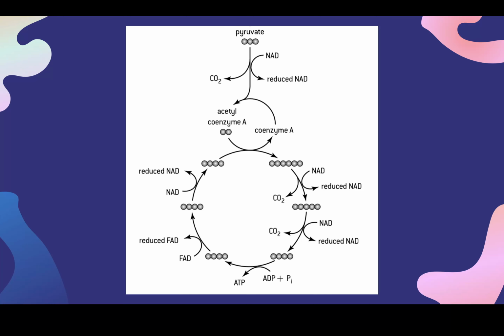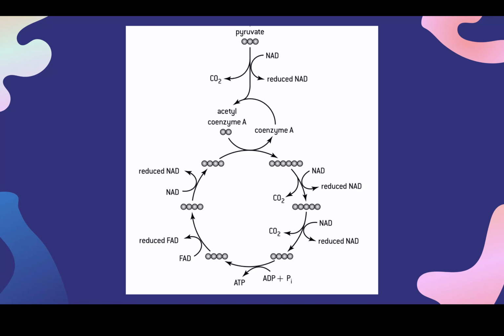Now from this 4 carbon compound, ADP and phosphate become ATP, FAD becomes reduced FAD, and NAD becomes reduced NAD. And these 3 reactions happen back to back.